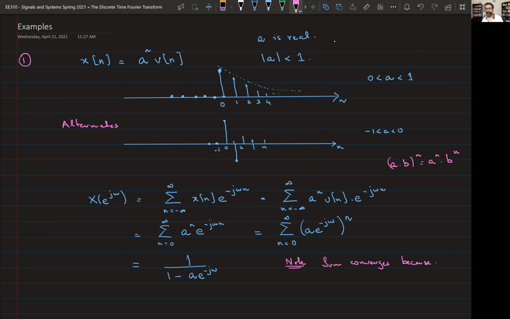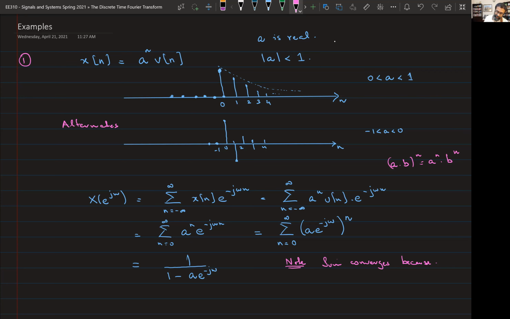Let me point out a very common mistake that people make, which is that e raised to power j omega n is neither an increasing exponential nor a decreasing exponential. It's a complex exponential. It continuously rotates. It's a cosine and a sine. It's just like e raised to power j omega t, which is neither increasing nor decreasing. It just constantly rotates. So e raised to power j omega n also constantly rotates. It does not increase or decrease monotonically. Okay? It's because of a that something happens, right?